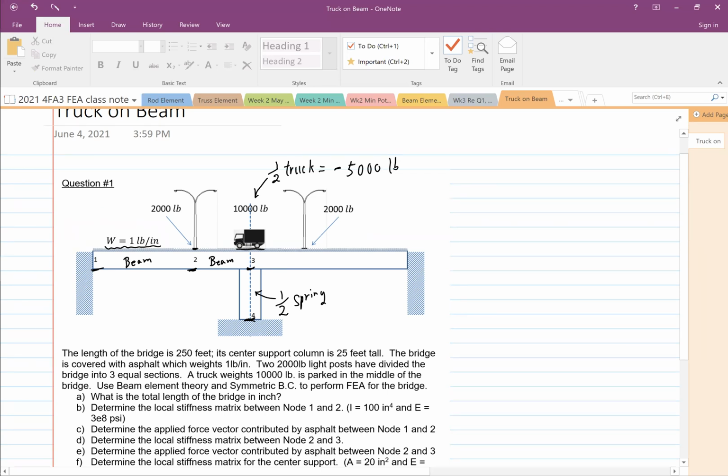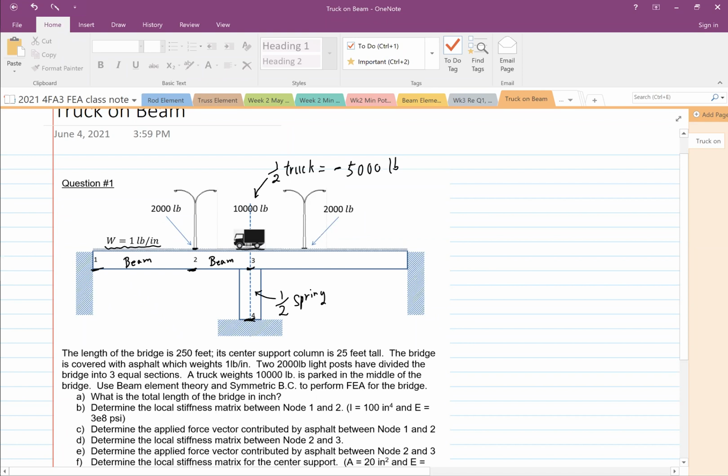One at a time. To assume the symmetric condition, we have to assume that the asphalt is on the other side of the bridge as well, weighing 1 pound per inch. The asphalt is everywhere, 1 pound per inch, on the entire bridge.